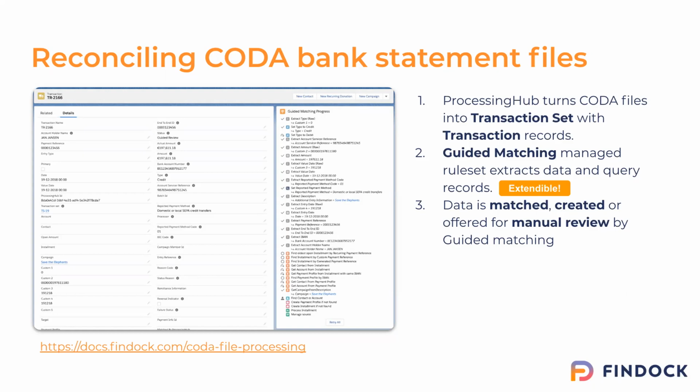So if there's, for example, an attribute that you want out of that Coda transaction, but that we don't provide out-of-the-box parsing for, you can add a specific fixed width guided matching rule to take that data out of that transaction, store it on the transaction, and then use it later in your business logic. Now we come out of the box with a Coda parser via guided matching rules. And we also, obviously, have all the matching that you're used to in the processing hub, but now we're not doing it in the processing hub, we're doing it in Salesforce.